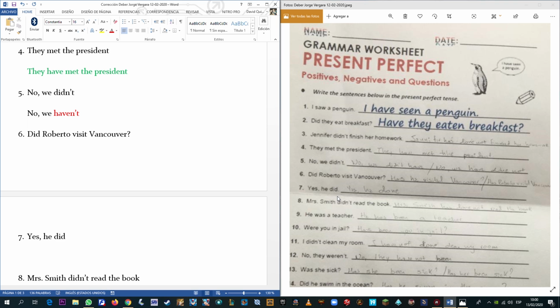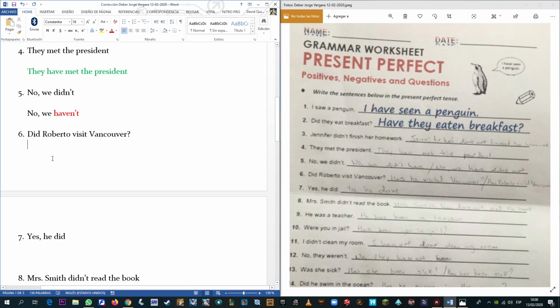Did Roberto visit Vancouver? Okay, this is a question, so we have to transform this, and our student has written the following: has he visited Vancouver? Has Roberto visited Vancouver? Excellent. Perfect. He changed it in a correct way because he used has as an auxiliary verb in the first place, then the subject he, and then visit is transformed into its past form, that is visited, and as a regular verb it conserves the same form.